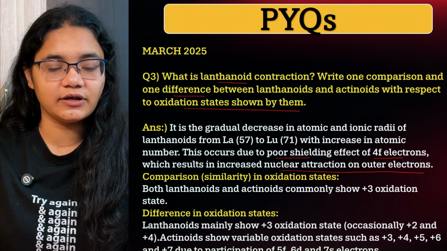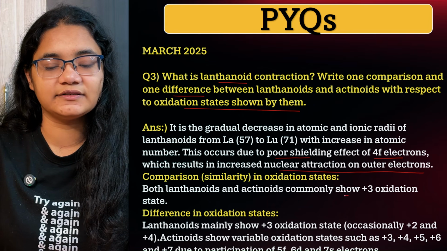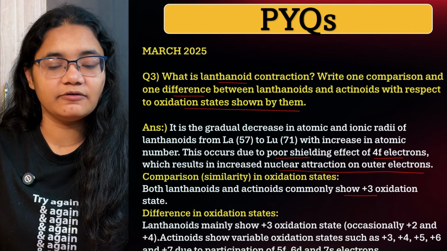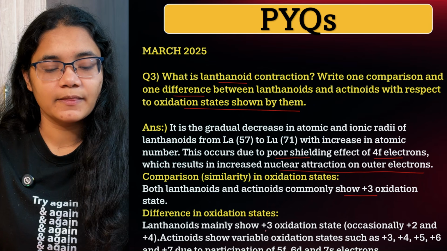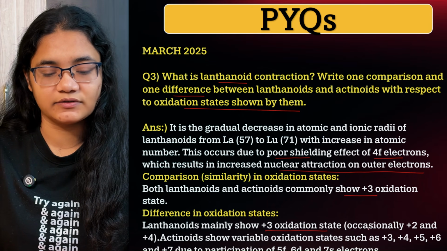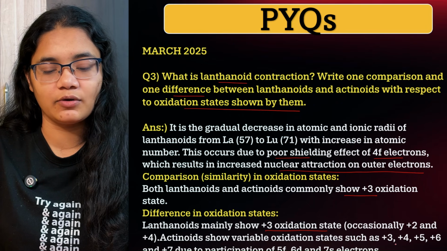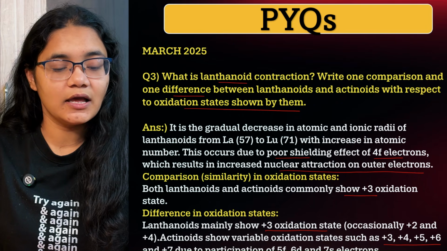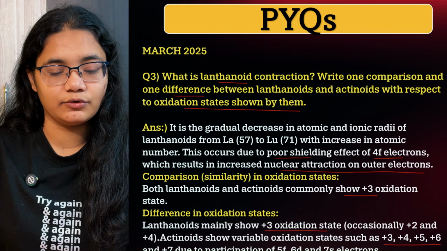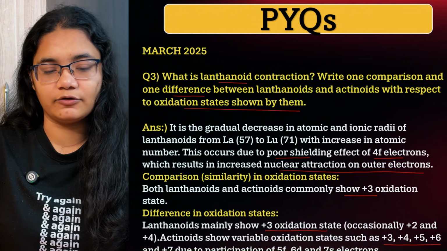Now the comparison, the similarity in the oxidation state is that both show +3 oxidation state. For the difference in oxidation state, lanthanoids mainly show +3 oxidation state. Actinoids show variable oxidation states like +3, +4, +5, +6 and +7 due to 5f, 6d and 7s electrons.